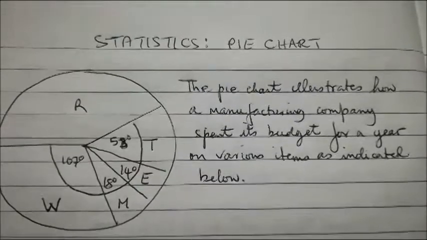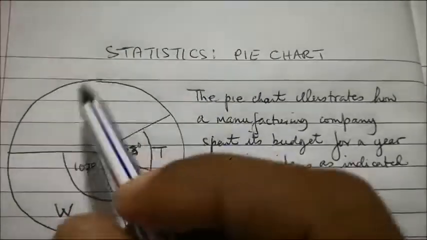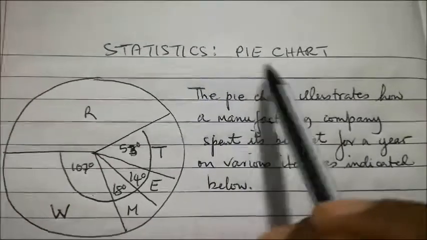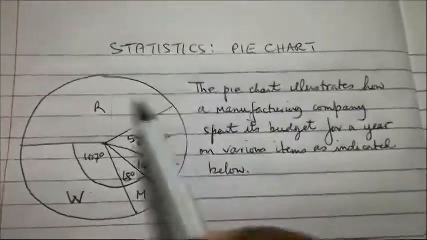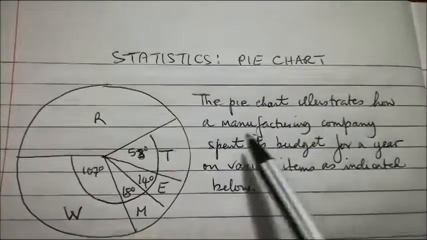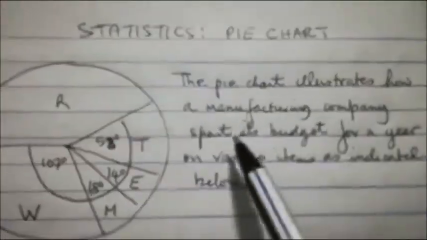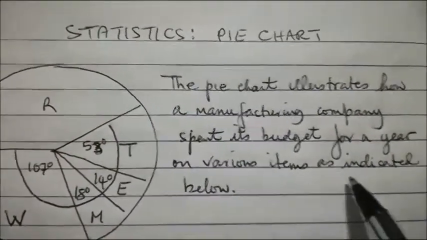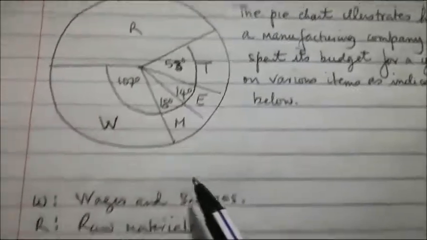Today we want to look at some statistics and especially the pie chart. So we have a pie chart here, and it says that this pie chart illustrates how a manufacturing company spent its budget for a year on various items as indicated below, right?